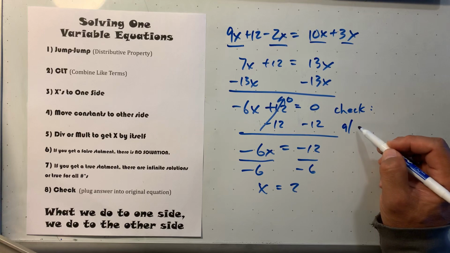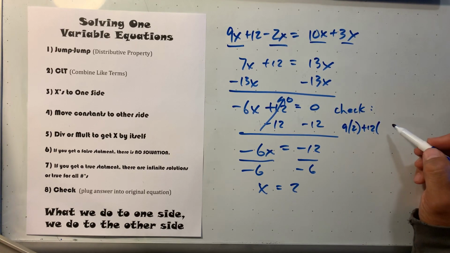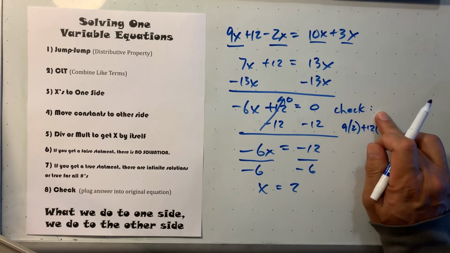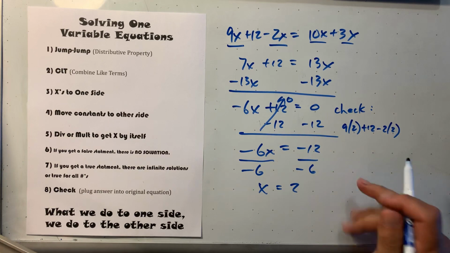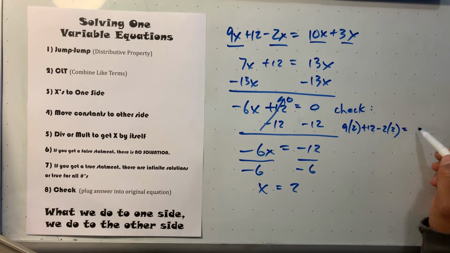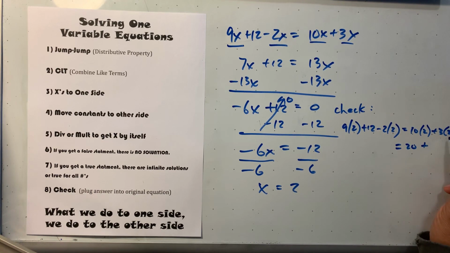So I'll have 9 times 2 plus 12 minus 2 times 2. And we're going to see if that is equal to 10 times 2 plus 3 times 2. Well, 10 times 2 is 20 plus 3 times 2 is 6, so we're looking to see if we can get all that to equal 26.